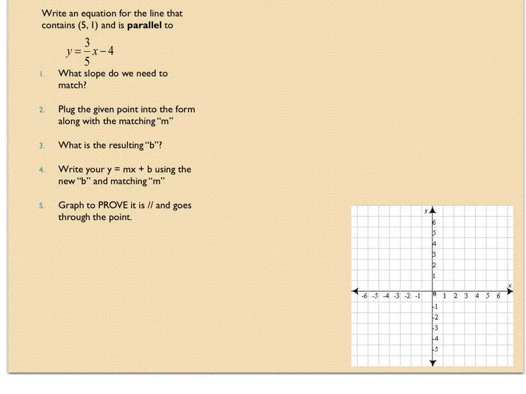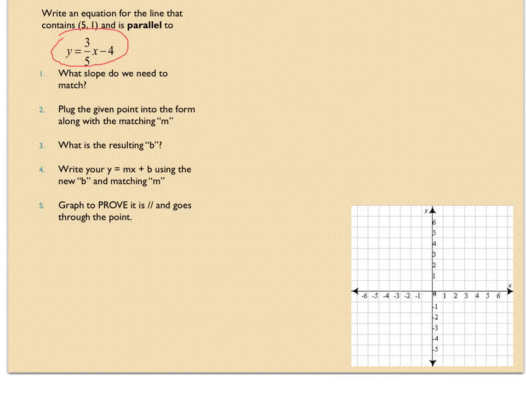So we want to write an equation for a line that contains the point (5, 1) and is parallel to y = 3/5 x - 4. The first thing we've got to figure out is what slope we need to match. Well, this equation, conveniently, is already in y = mx + b form, so we don't have to convert it. But you know how to do that. You've had lots of practice. If you had to put it in y = mx + b form, you could do it. But this one's already done, so you don't need to.